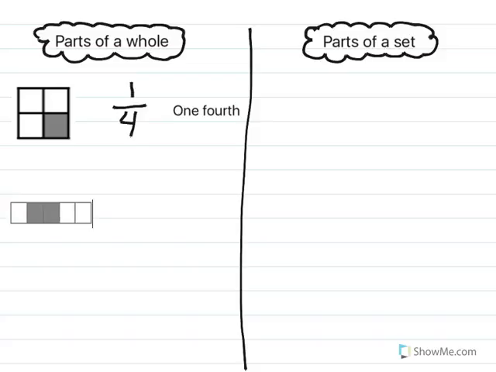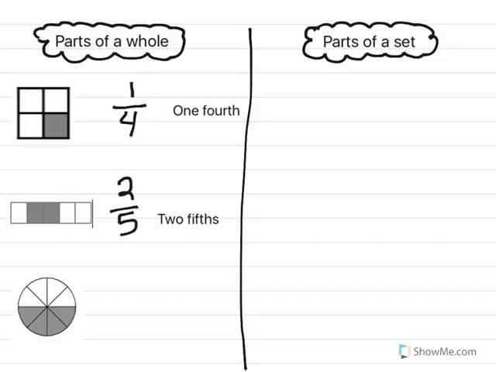Okay, this is the next figure we're going to look at. Here, see if you can figure out what fraction we should write. Pause the video and write the fraction yourself, then restart the video and see if you got it correct. So here we have 5 equal parts and 2 of them are shaded. Therefore, our fraction is 2 out of 5 or 2/5. So we say 2/5 because we have 2 out of the 5 equal parts.